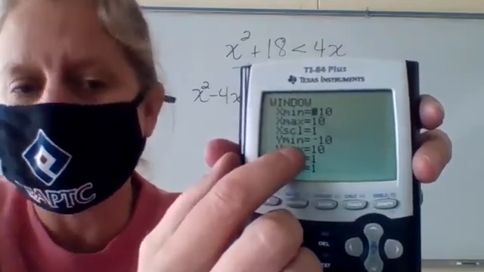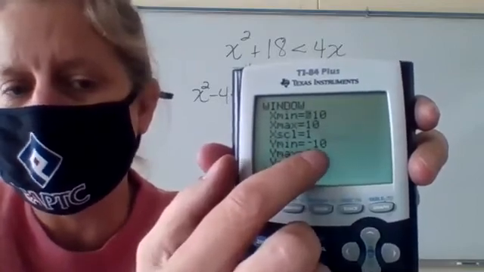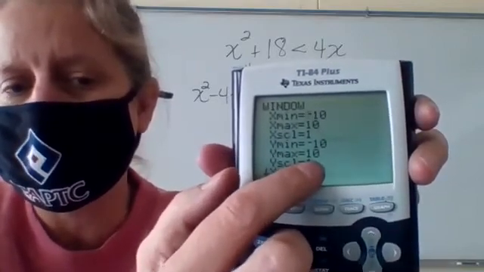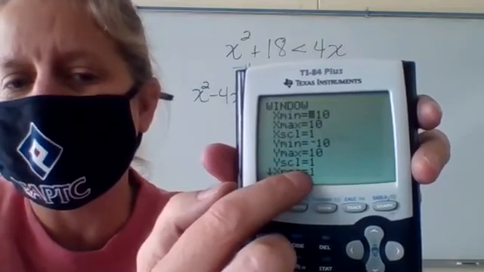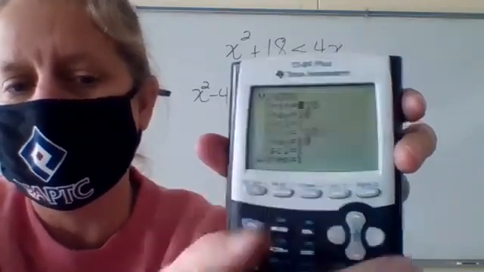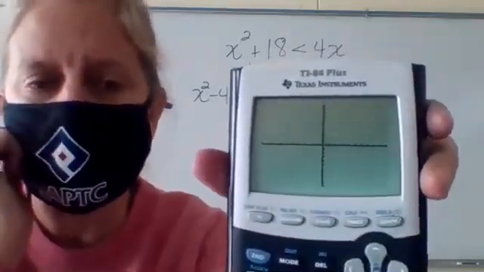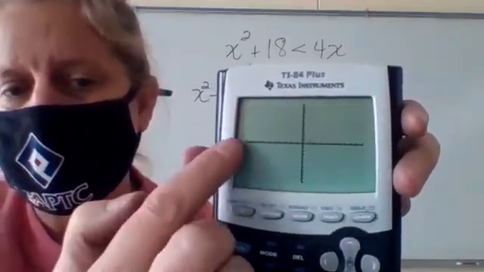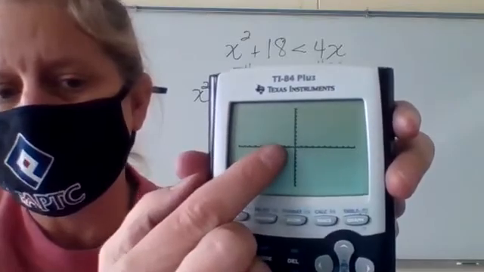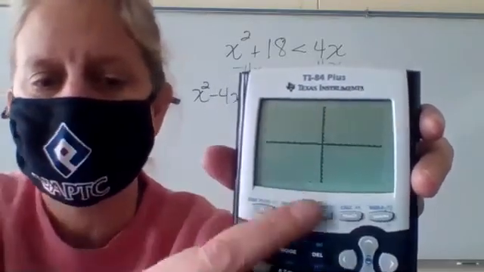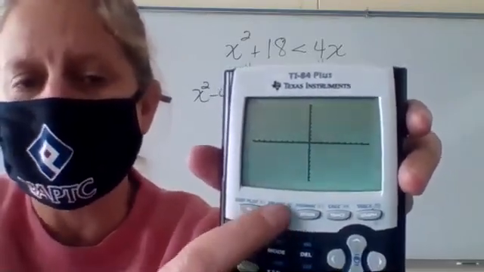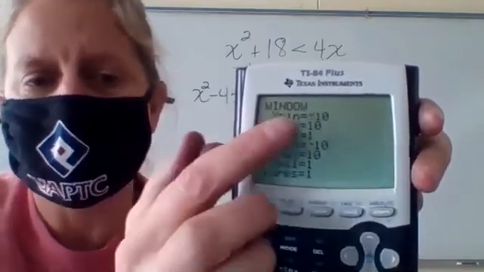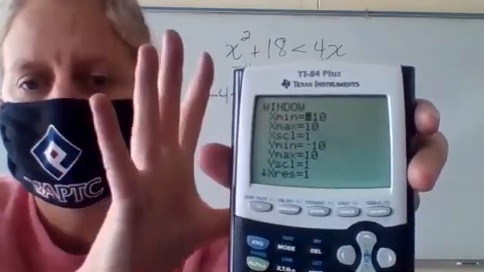Same thing for your y-axis. You want the bottom of it to be at negative 10, the top of it to be at positive 10, and you want your y's to go by ones. That's why your graph looks like that: negative 10 to positive 10, negative 10 to positive 10, and each one of these hash marks is a 1. So I just don't see it in that window. So what I'm going to do is make my window bigger.